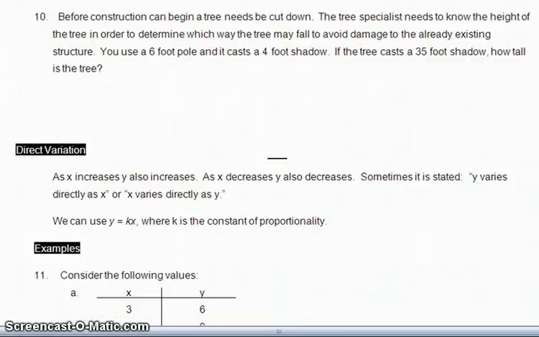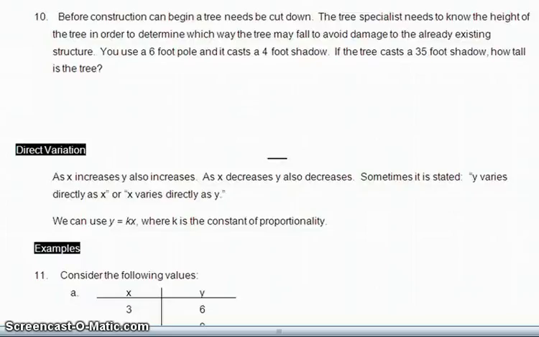Question 10 says, before construction can begin, a tree needs to be cut down. The tree specialist needs to know the height of the tree in order to determine which way the tree may fall to avoid damage to an already existing structure. You use a 6-foot pole and it casts a 4-foot shadow. If the tree casts a 35-foot shadow, how tall is the tree?